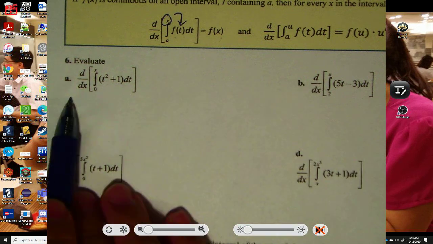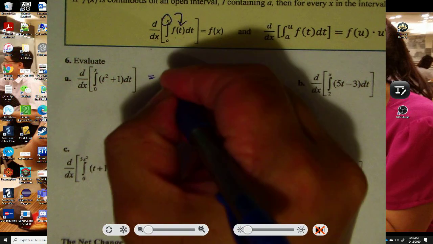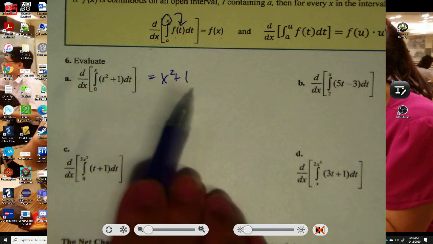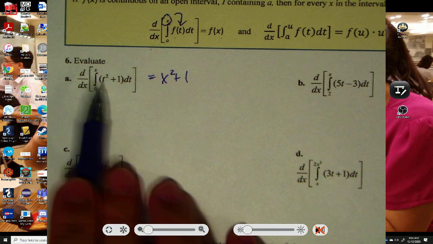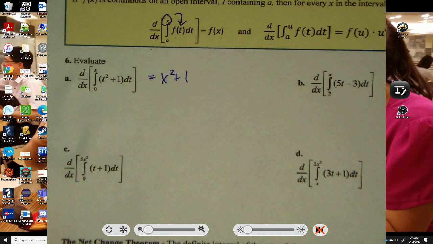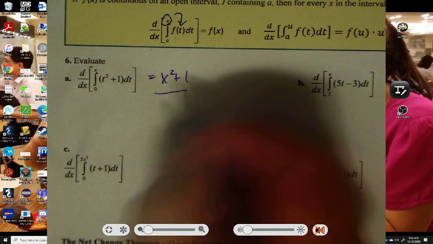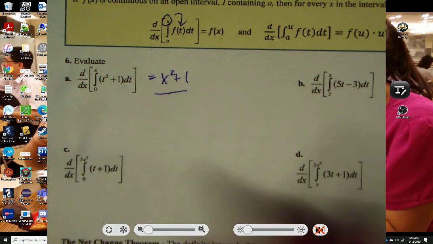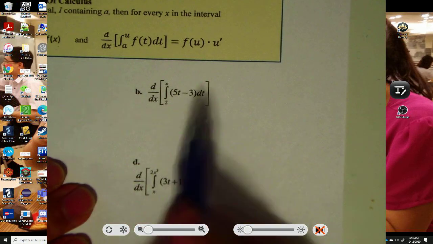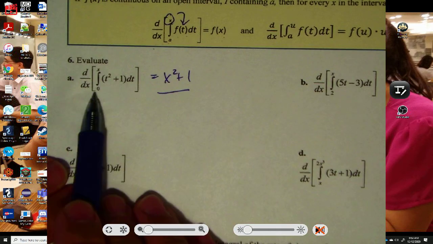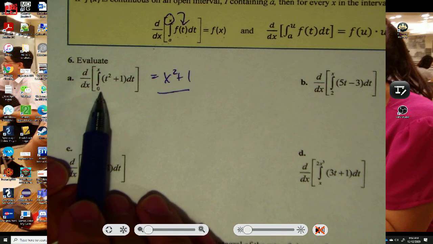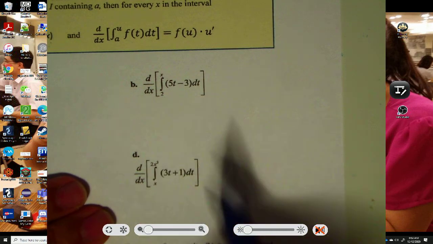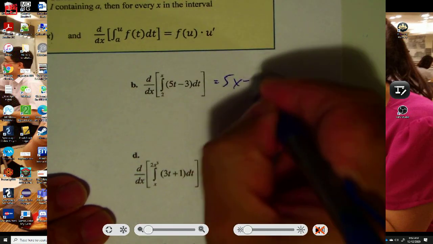So the derivative of this integral is just x squared plus 1. When it's a simple x up here, you just replace the variable with x, and that's it. That's the answer to example A. All I did was rewrite this with x instead. Example B. Again. Some of you may ask, well, what about the number down here? It doesn't matter. That number doesn't matter. So this is 2. That number doesn't matter. So it's just 5x minus 3. And you're done. That's it.